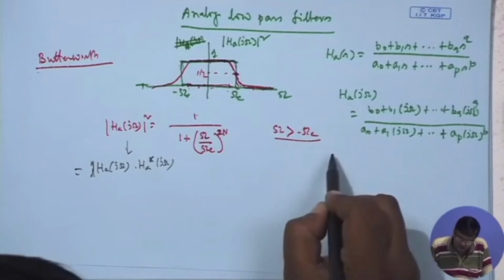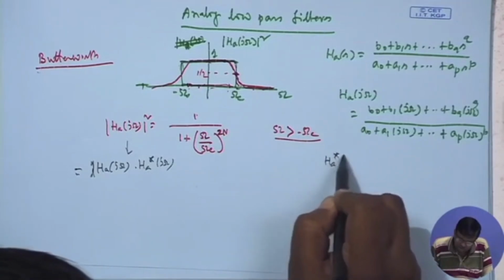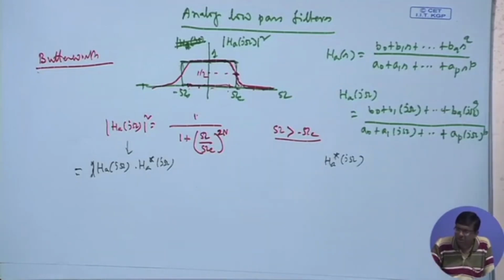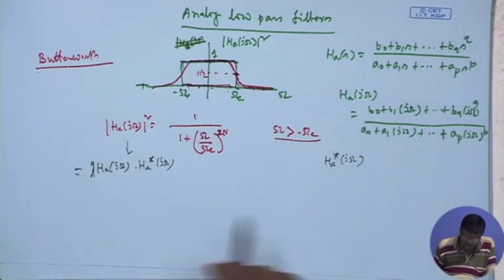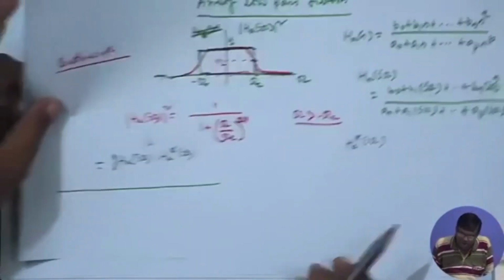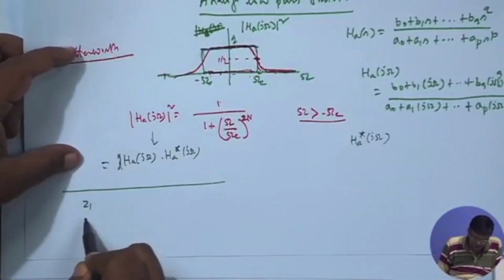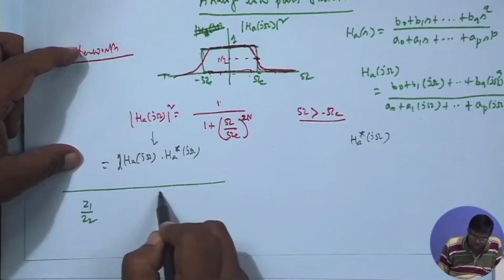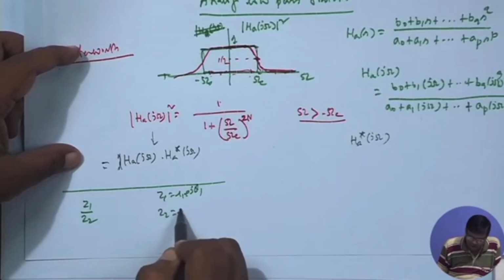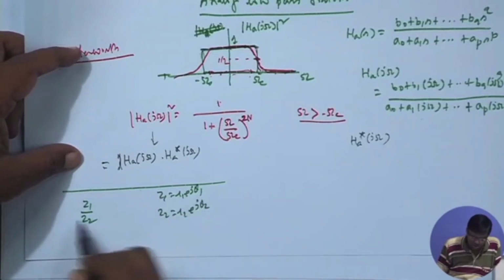What is H star j omega? Now, for that, some basic properties you may have forgotten, very basic properties of complex numbers. Suppose you have one number z1 and another z2, with z1 equal to say r1 e to the power j theta 1, and z2 is r2 e to the power j theta 2.